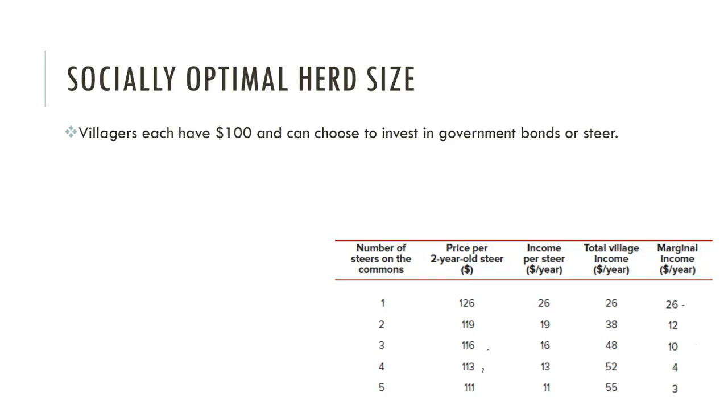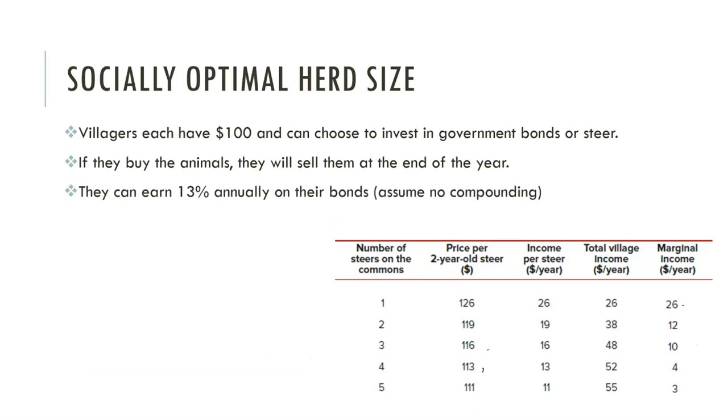Okay, so let's look at an example. We're going to look at a socially optimal herd size. And we're going to assume that the villagers each have $100 that they can invest in government bond, or they can buy a steer, which is like a cattle or a cow, some kind of animal. And at the end of the year, they're going to sell them. So they're going to sell their bond, they're going to sell the animal at the end of the year, and they're going to get 13% on their bond. So at the end of the year, the bond is going to be worth $113. So basically, they earned an income of $13 off of the bond at the end of the year.